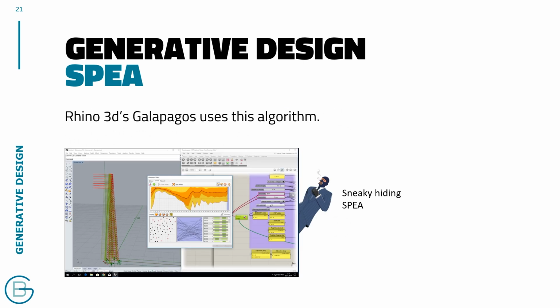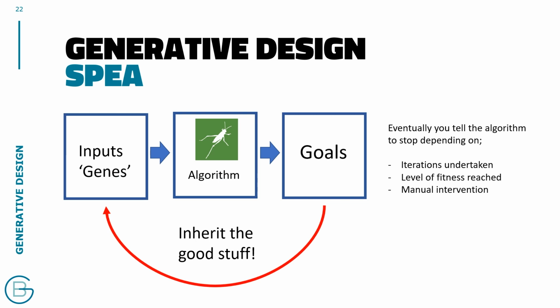But yeah, like I said, the Galapagos engine for Rhino 3D is essentially using this algorithm, and unlike the Autodesk tool, you're going to see in my demonstration that it actually exposes a lot of the generative aspects of the algorithm to you much more holistically, which I hope is maybe something that Autodesk is looking at doing in future as well.